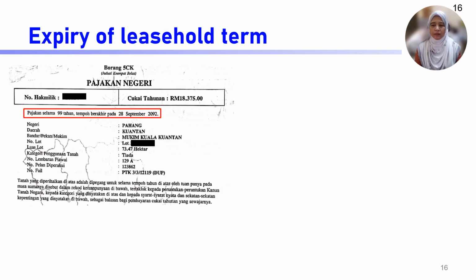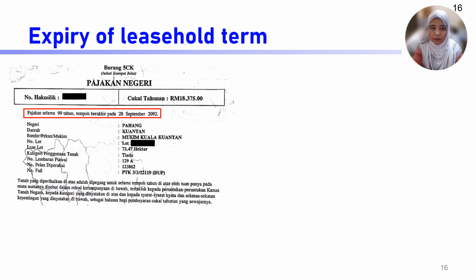Now, this title sample shows you Form 5CK, which is pajakan negeri, the final title for PTG. What do you call it? PTG title, which is under leasehold. Equivalent to this for the land office title is Form 5E lah, EK. Sama saja, both will contain this statement, pajakan selama berapa tahun dan tempoh berakhir pada bila.